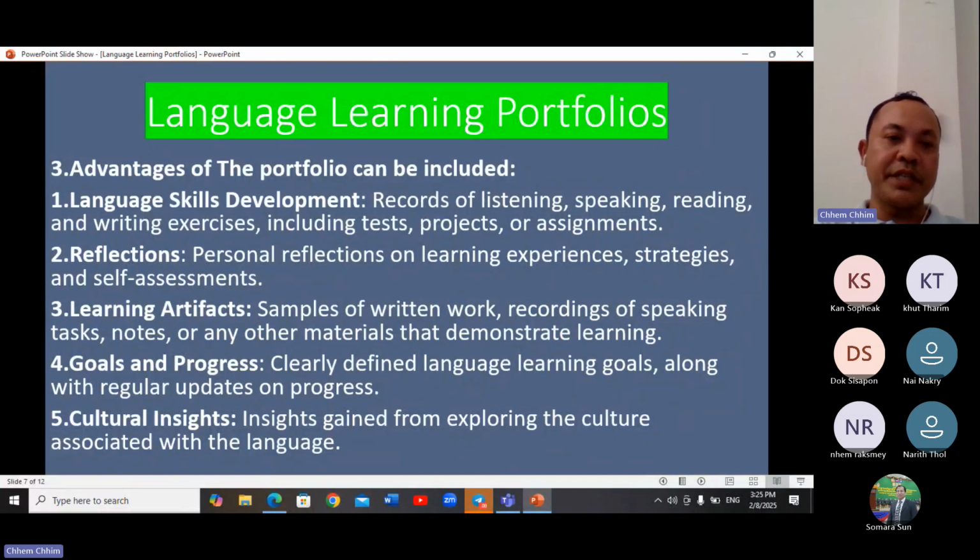Number two, portfolio gives us reflection. So personal reflections on the learning experience, strategy, and self-assessment. Number three, learning artifacts. For example, reading work, recordings of speaking, flashcards, notes, and any other materials that demonstrate learning. Number four, goals and progress. Clearly define language learning goals along with regular updates on the progress. Number five, cultural insight. So insight gained from exploring the culture associated with the language.